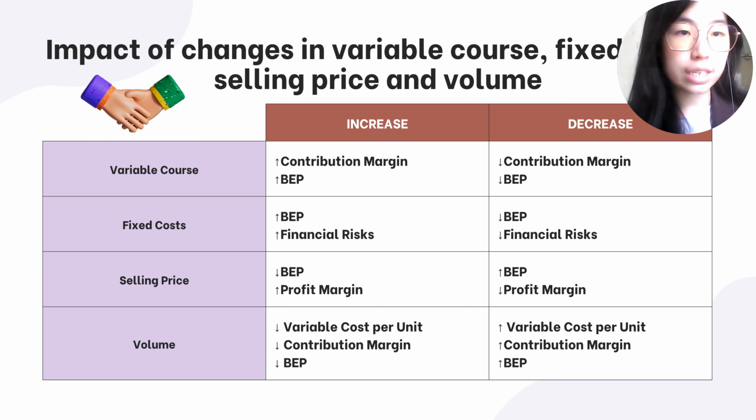So moving on is the selling price. When there is an increase in selling price, the break-even point will decrease while the profit margin will increase. On the other hand, when there is a decrease in the selling price, the break-even point will increase while the profit margin will decrease. So lastly, for volume, when the volume increases, the variable cost per unit, contribution margin, and also break-even point, all three of them will decrease. While when there is a decrease in volume, all three of them will increase at the same time.